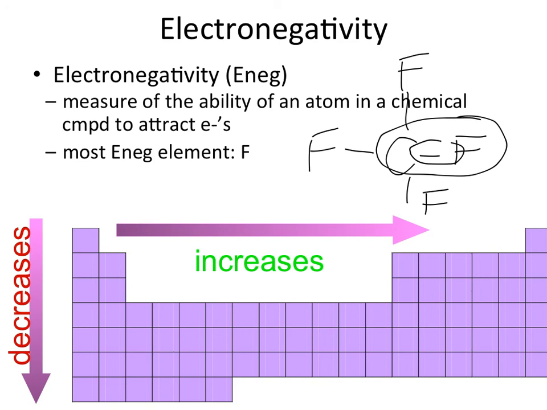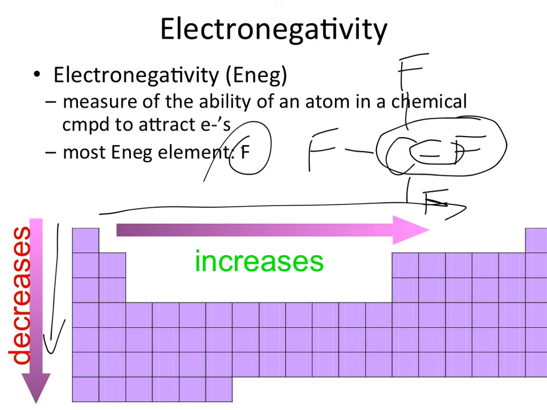Now, the trend for electronegativity is left to right, you're increasing. Okay, so the closer you get to fluorine, the higher your electronegativity, because fluorine is the most electronegative element. Remember, it's very small. It has lots of protons. It really wants to be like its nearest noble gas. Top to bottom, your electronegativity is going to be decreasing. Remember, there's more layers, they're bigger atoms. The nucleus is not able to pull on the outer electrons quite as well.